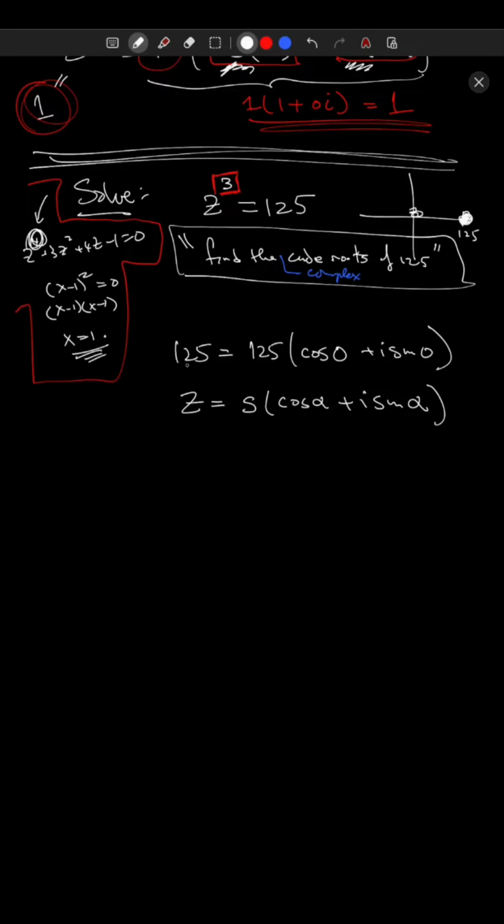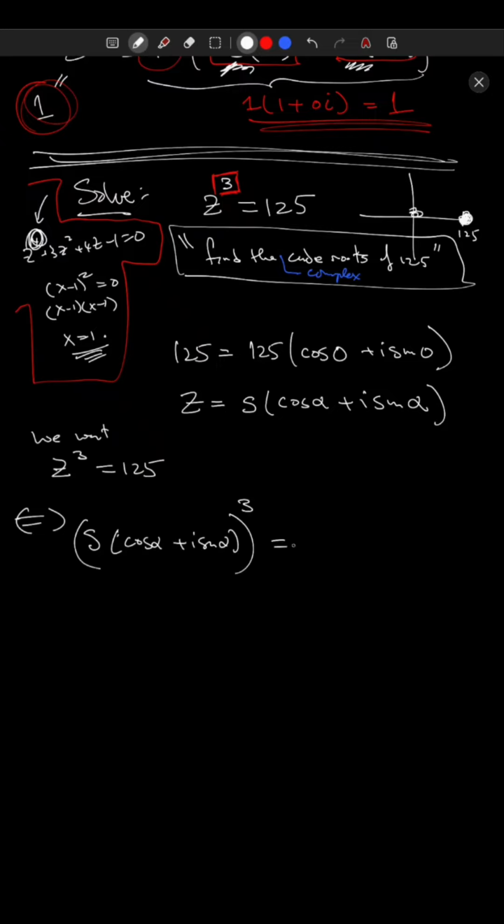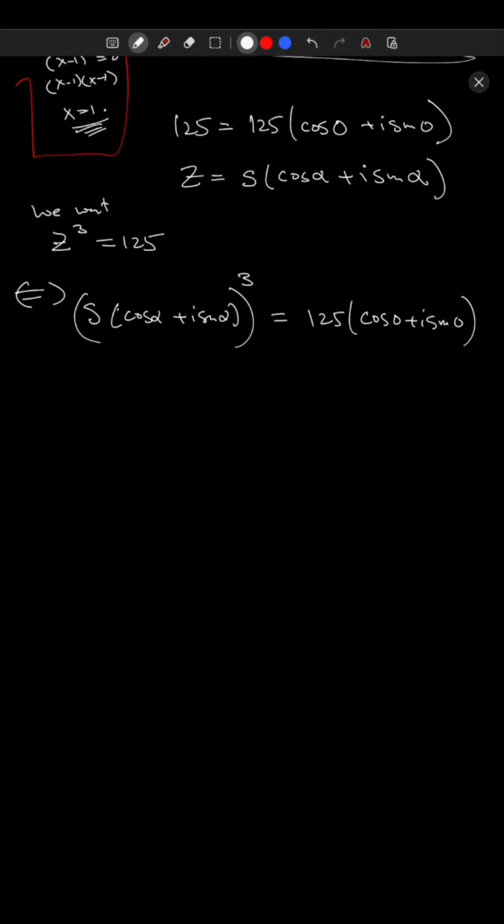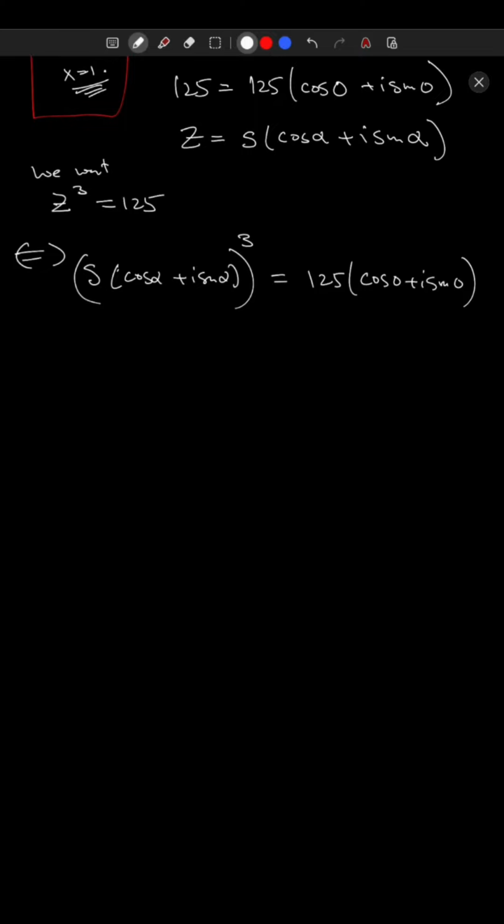Okay, so if 125 is this and z is this, what we're looking for is z cubed equals 125. So writing this in trig form, that's equivalent to s cos alpha plus i sine alpha, cubed, equals 125 cosine of 0 plus i sine of 0. This is just a rephrasing of our problem.